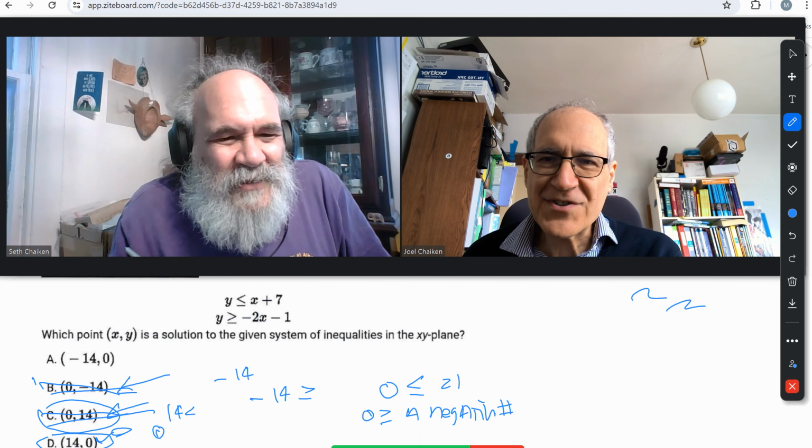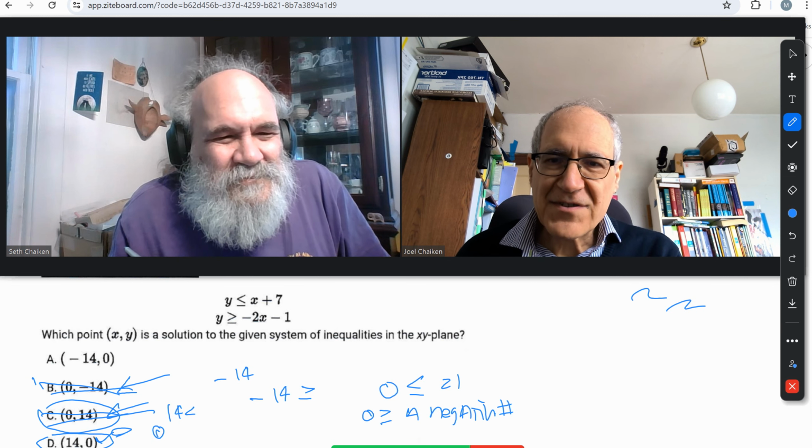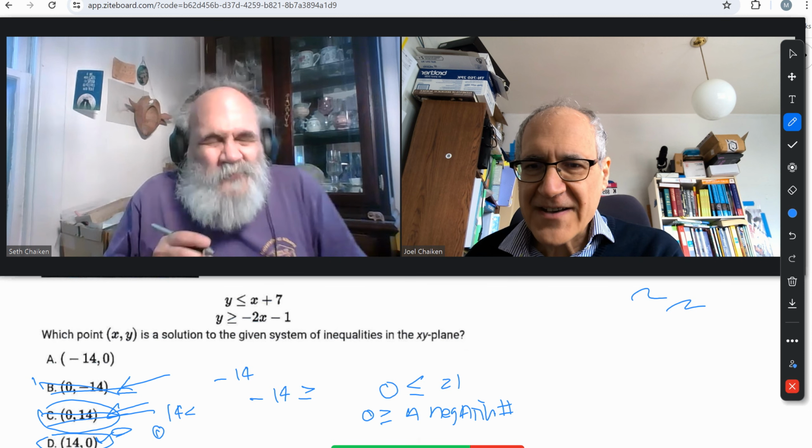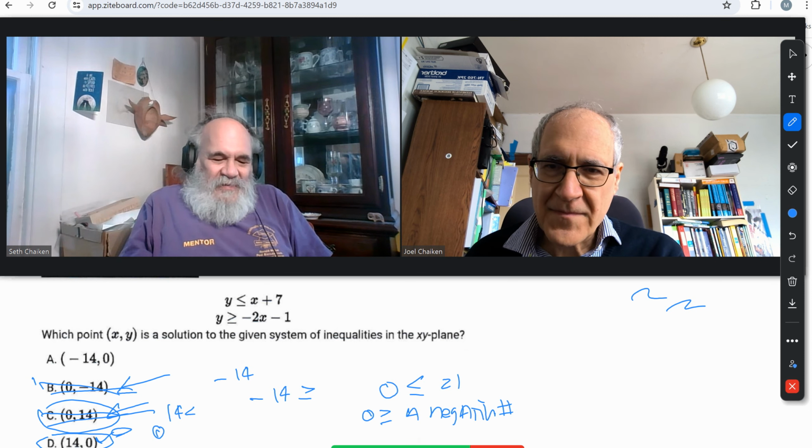Wow, look at that. They force you to do the last one, don't they? Now, it's questionable whether it would be faster to graph it using Desmos. It really depends on how fast you are in Desmos.